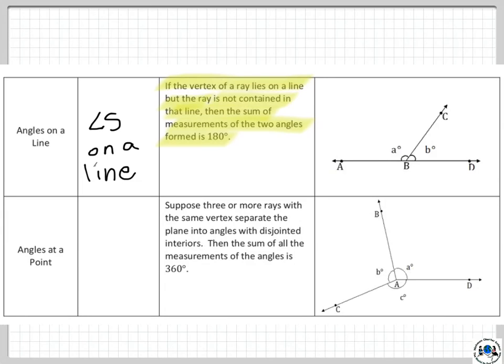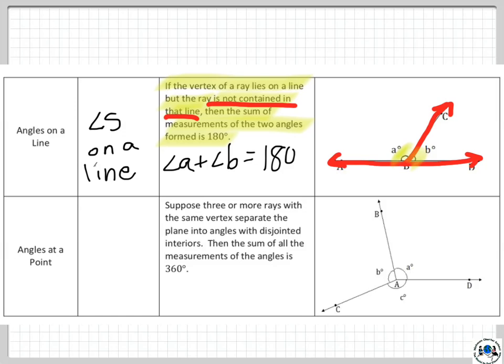And here we can see here's a line right here. Coming off of that line is this ray. The ray is not contained in that line. It's not part of that line. What it does is actually just split that line into two different angles. You can see that's angle A and angle B, and very simple. Angle A plus angle B equals 180 degrees, and we've seen this before. It's a little bit of a refresher.